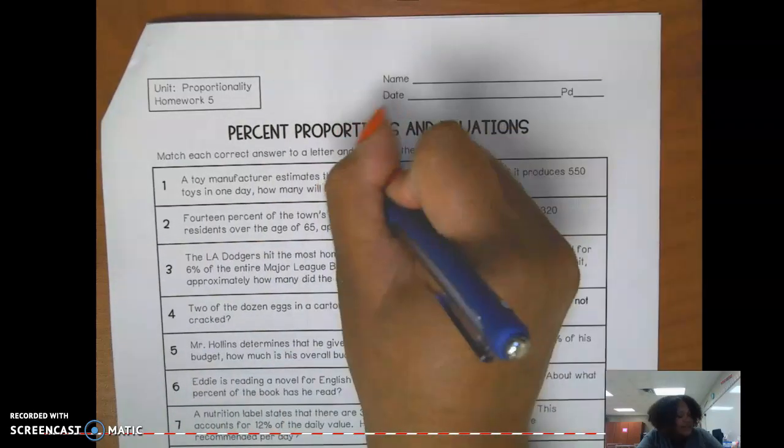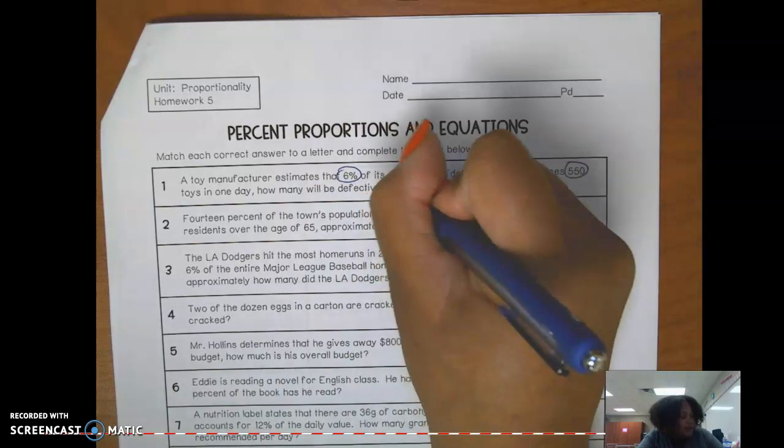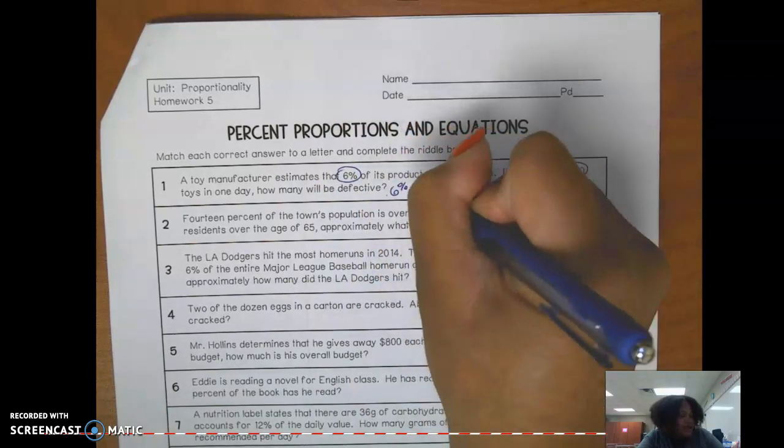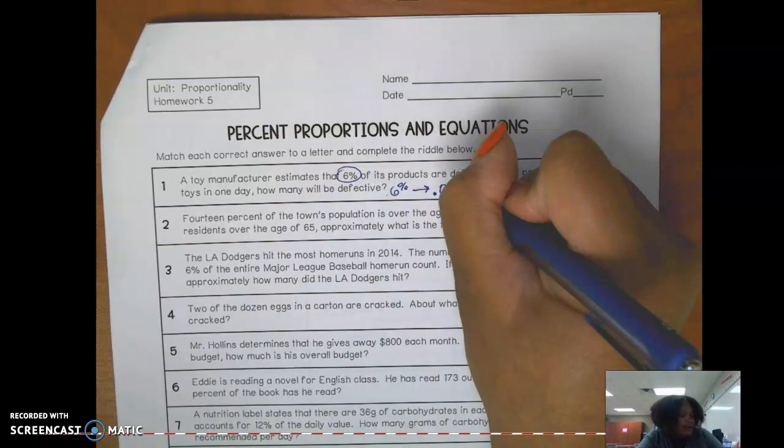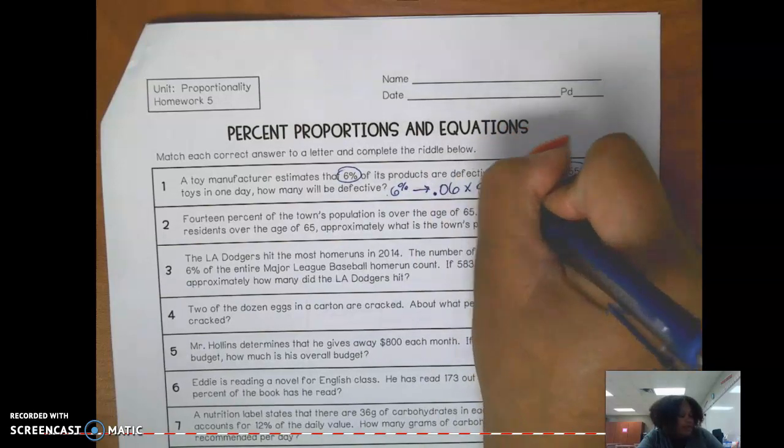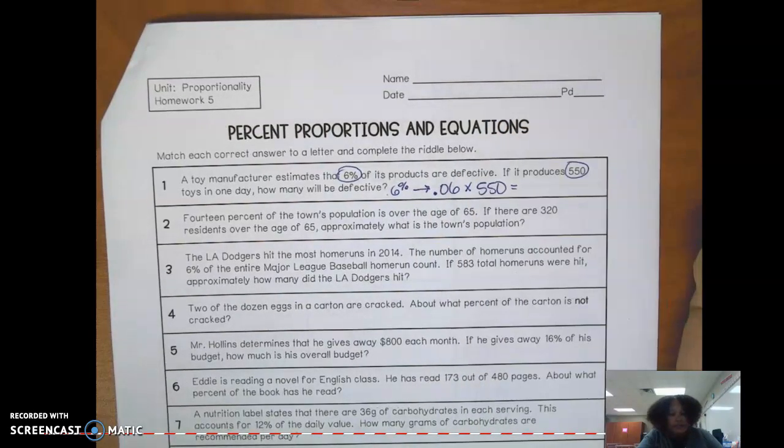So I'm going to take my 6% and I'm going to convert it to a decimal. It's going to be 0.06. Then I'm going to multiply by 550. Then I will get my answer.